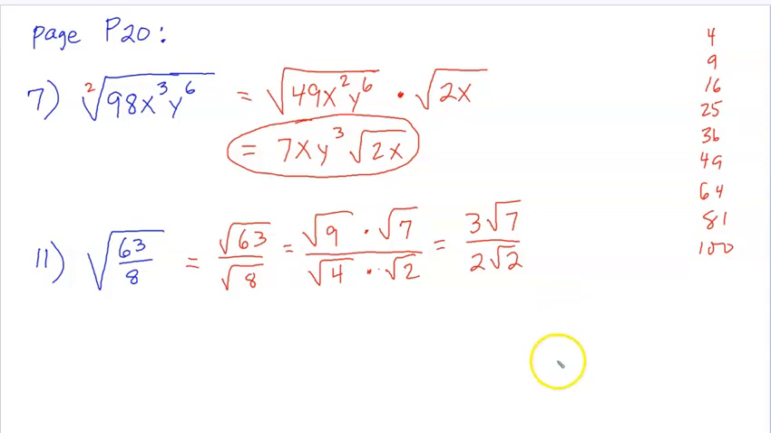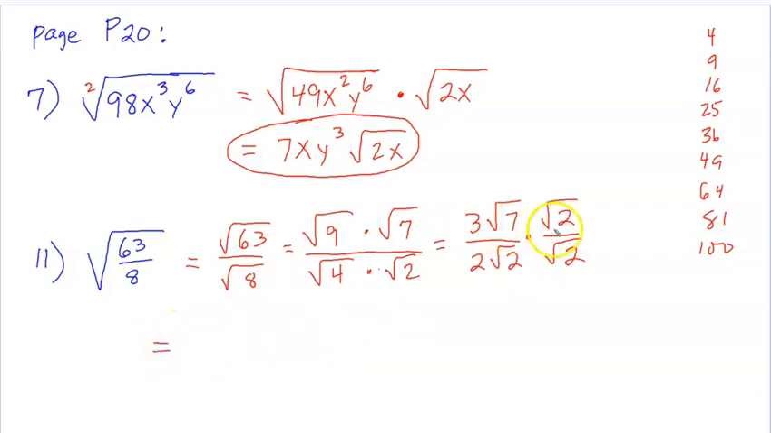to rationalize this, we just look at the radical. You don't need to worry about the whole number. Just take the radical that is in the denominator and multiply by that on the top and the bottom. You can't do something to the bottom of this fraction without doing the same thing to the top.